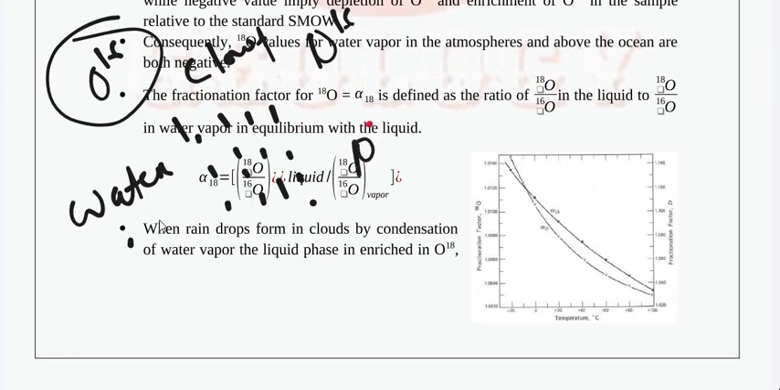Oxygen 18. When water vaporizes, not only oxygen 16 goes; the amount of oxygen 16 that goes is much more than oxygen 18. But when it rains, the maximum amount of isotope that falls is oxygen 18. It is not that oxygen 18 will be more where there is rain. So the cloud is continuously getting enriched in oxygen 16.